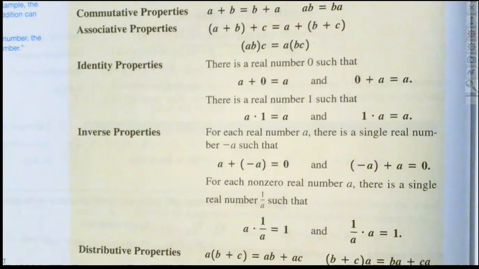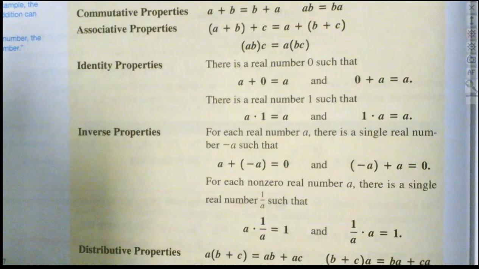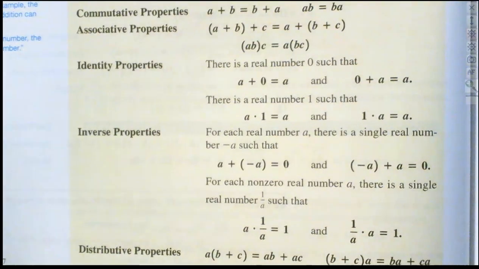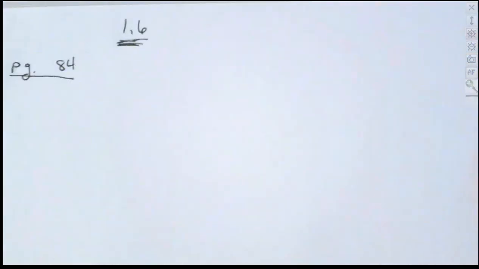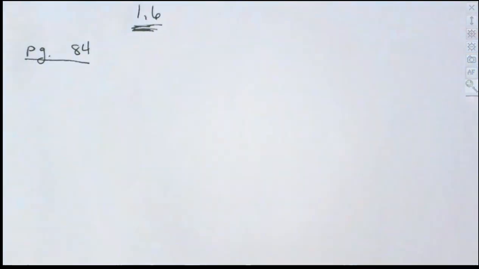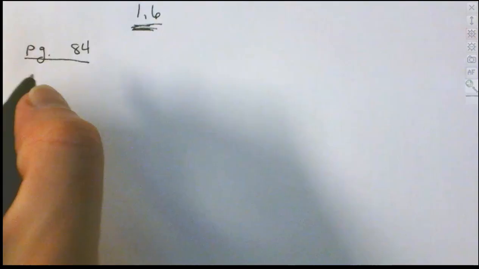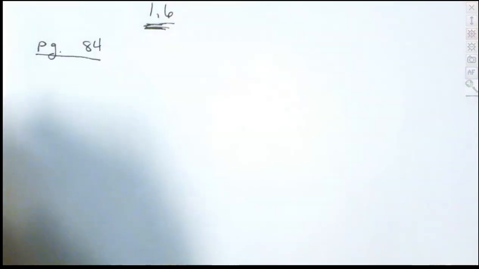So we're going to go through each one. We're going to talk about what happens with each property. And I'm going to show you an example with addition and also with multiplication for these. So we're first going to look at the commutative property. Again, we'll go through each one of these. And I'll show an example with numbers in multiplication and also addition.